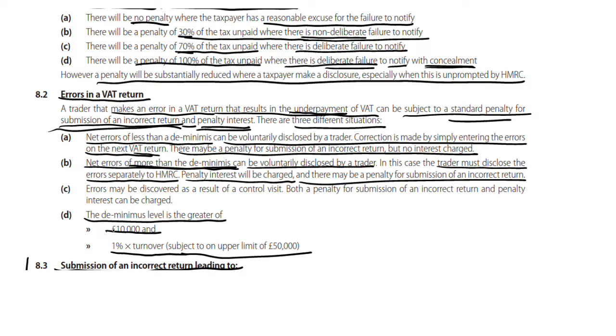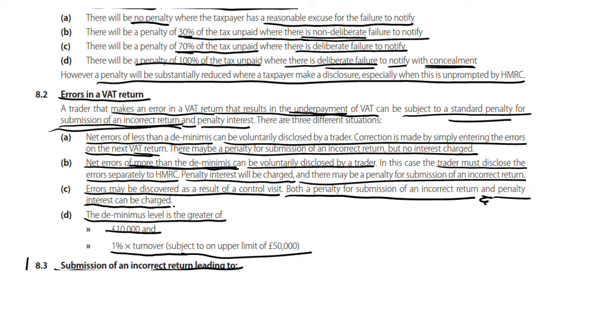Now, I said up here that there are three different situations. The third one: errors may be discovered as a result of a control visit. HMRC, as we know, will make control visits to make sure that we have been correctly submitting those VAT returns. Well, if it's discovered as a result of that, rather than us actually volunteering that information when we discover the error, both a penalty for submission of an incorrect return and penalty interest can indeed be charged.